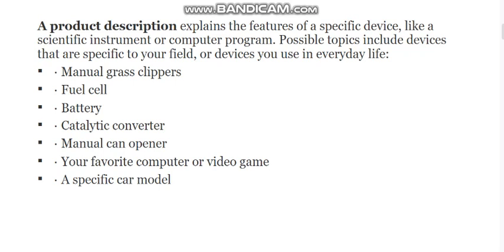So a product description explains the features of a specific device like a scientific instrument or computer program. Possible topics include devices that are specific to your field or devices you use in everyday life.